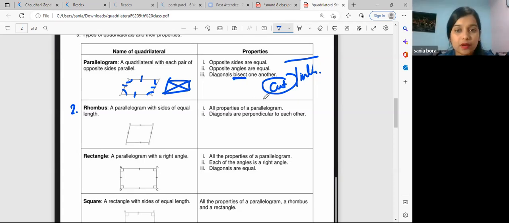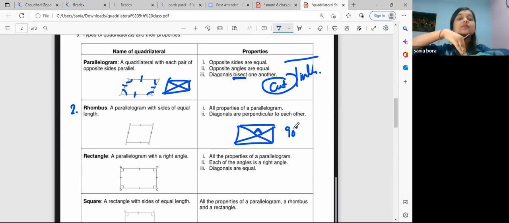So what about this rhombus? All the properties of the parallelogram apply, like opposite sides are equal, opposite angles are equal, diagonals bisect each other. But one thing you have to remember, diagonals are perpendicular to each other. That means, for example, this is a quadrilateral and they are bisecting, so the angle they are forming over here is 90 degrees. Perpendicular means this is a plane area. Over here, something is striking.